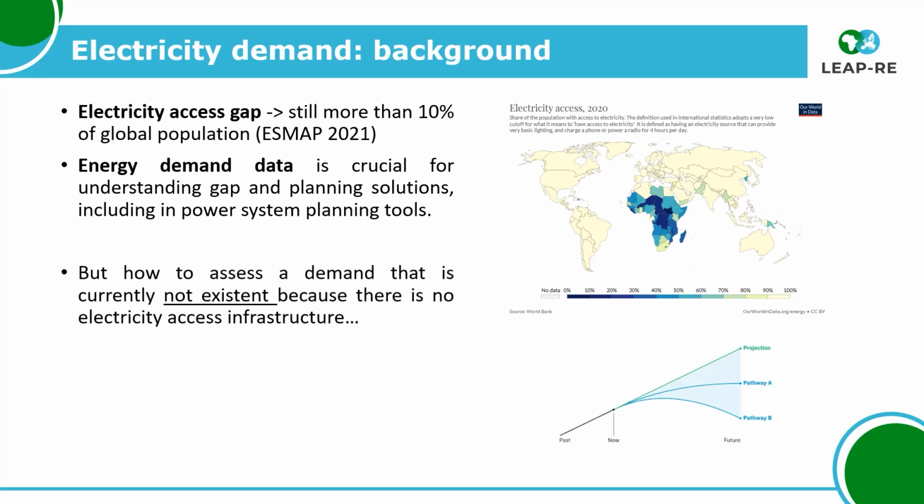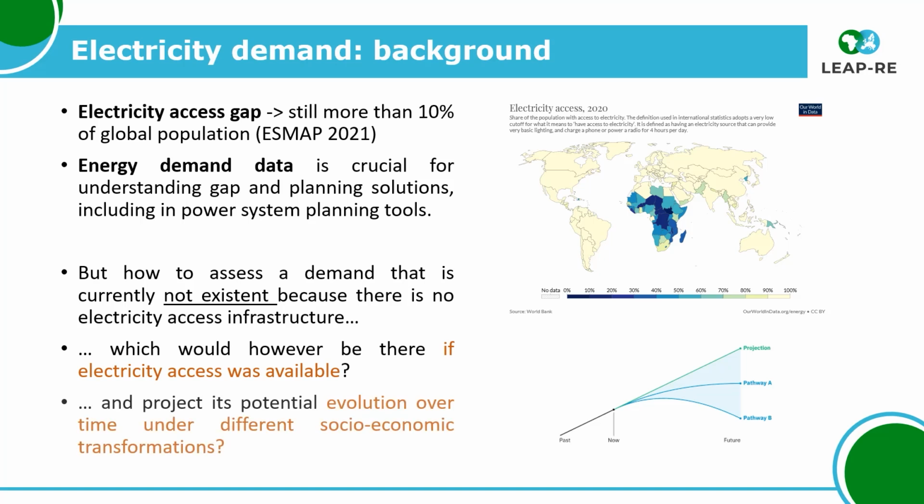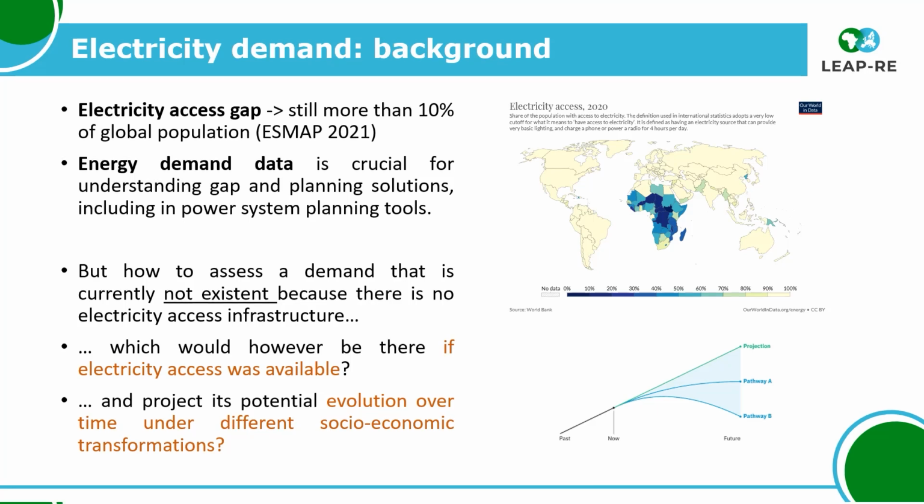However, the challenge is that often the requirement is to assess a demand that is not currently existing, also because there is no electricity access infrastructure in many areas, in particular in rural areas, but would, however, be there if electricity access was available. And how could this demand evolve over time? So how can we project its potential evolution over time under different socioeconomic transformations?